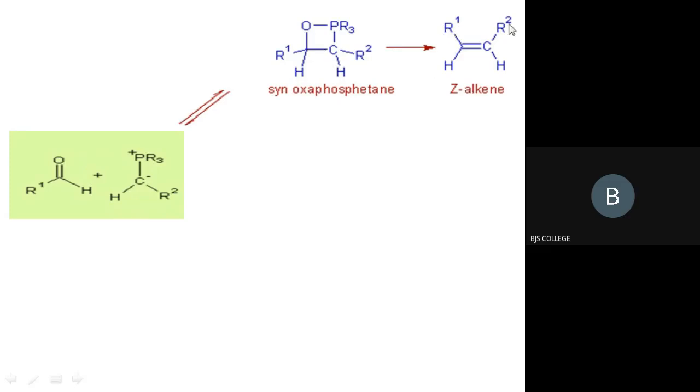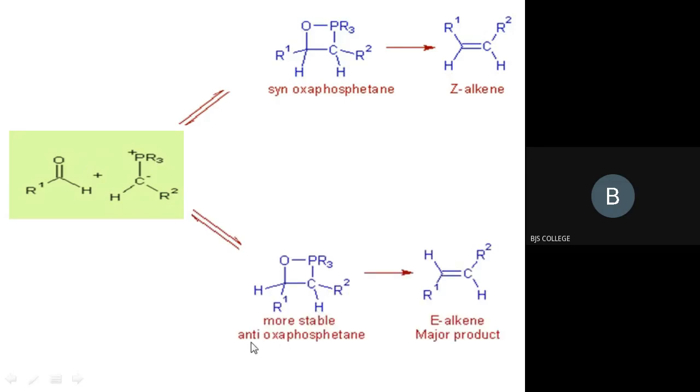R1 and R2 to the same side, H H to the same side, and this is the betaine intermediate form. What is another possibility? That you can have an anti-oxaphosphetane formation where now R1 and R2 are on opposite sides, two hydrogens are also on opposite sides, and you get this betaine intermediate. So if this happens, you will get E alkene, that is trans alkene as a product. Here hydrogens are across, R1 and R2 are also across, so this is E alkene.